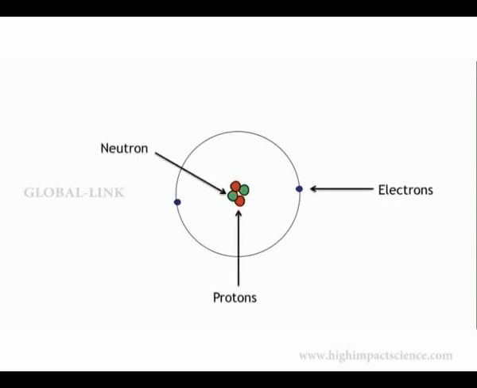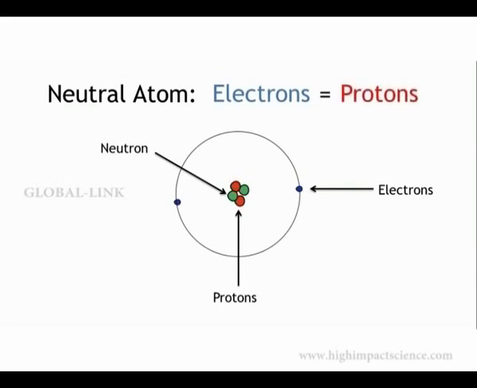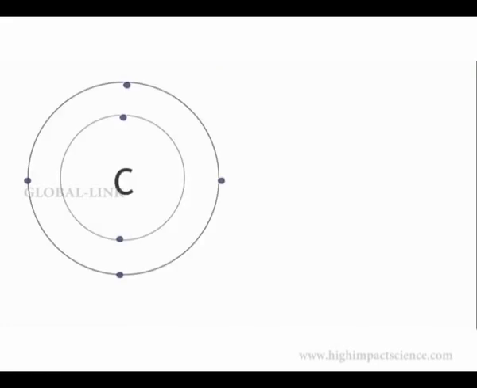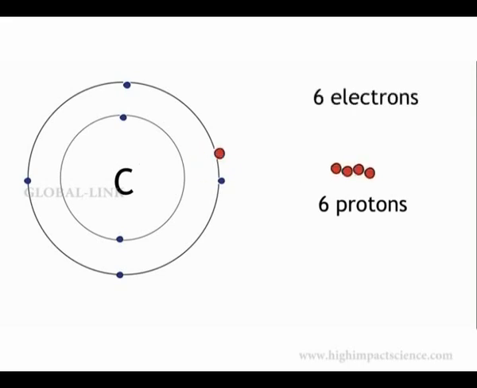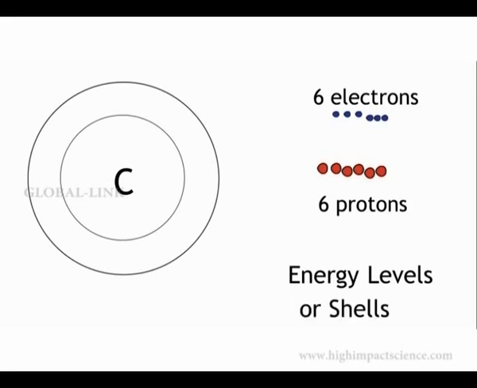We also know that in a neutral atom, the number of electrons always equals the number of protons. So in a neutral atom of carbon, there are 6 protons, which means there must be 6 electrons. The electrons in an atom are organized around the nucleus in different energy levels or shells. Each shell can hold a certain maximum number of electrons.